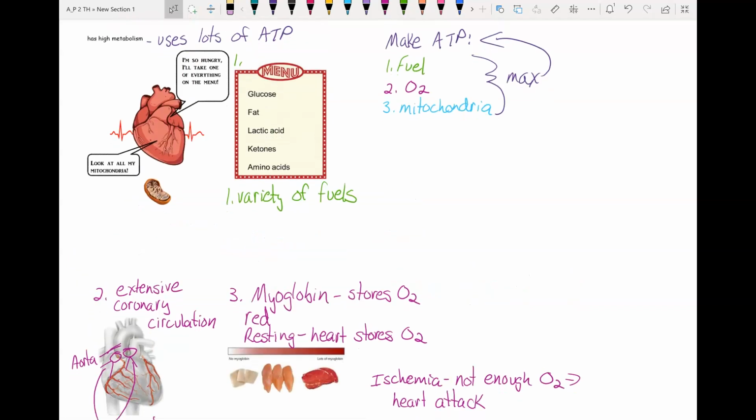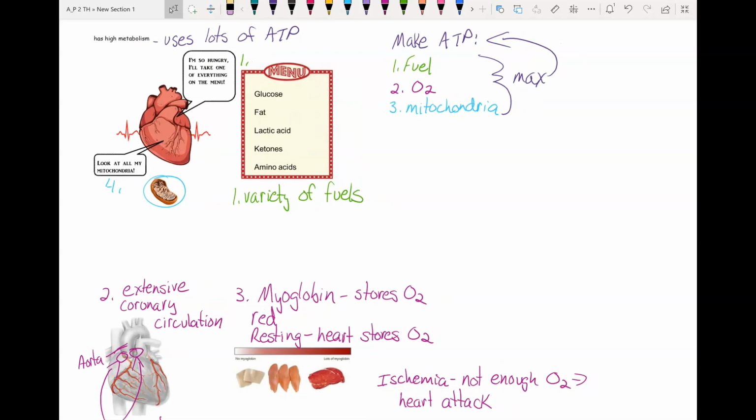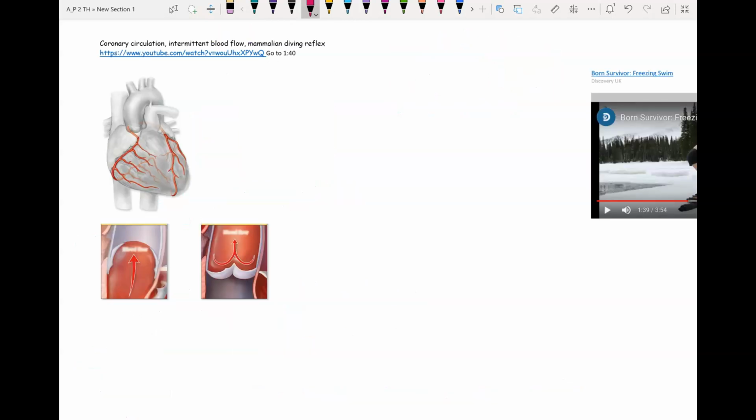And then with mitochondria. So right here it says, "Look at all my mitochondria." Here's a mitochondria. Heart cardiac muscle cells have the most mitochondria of any cell in the body. In fact, they are 25% mitochondria. That is more than any other cell in the body. So your heart is packed full of mitochondria to make lots of ATP to keep it going.